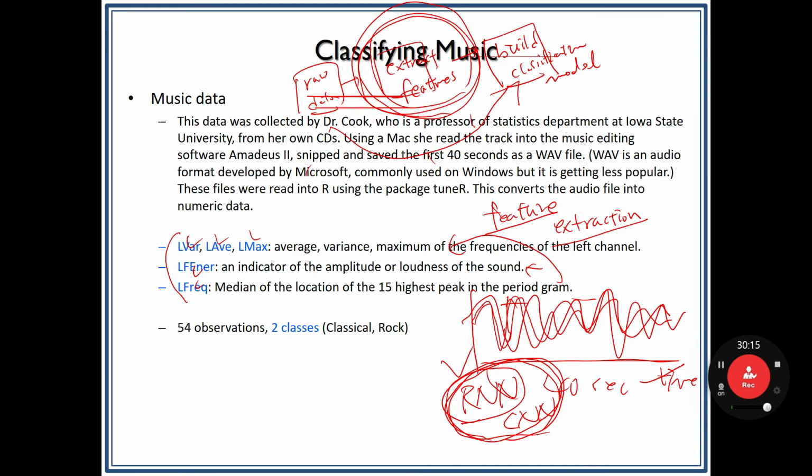But even though we skip this step, it doesn't mean that it's always good. Sometimes it's bad. Sometimes if we extract some features, there are good points to extracting features. Anyways, there are 5 independent variables, 5 features, and there are 54 songs and 2 classes, classic and rock.